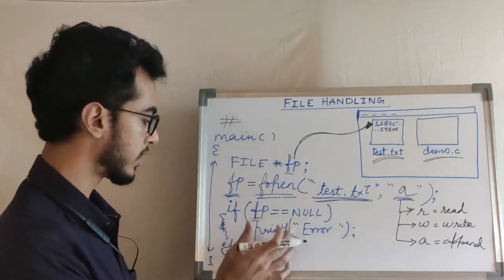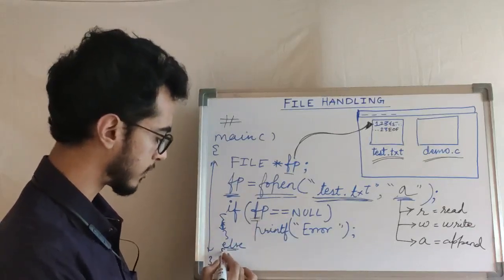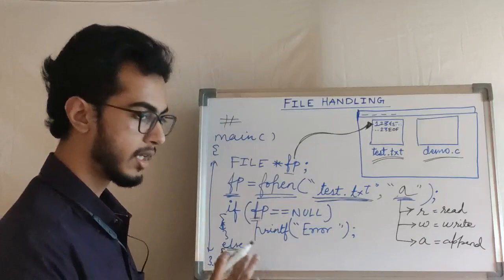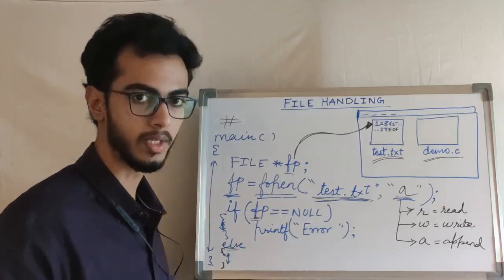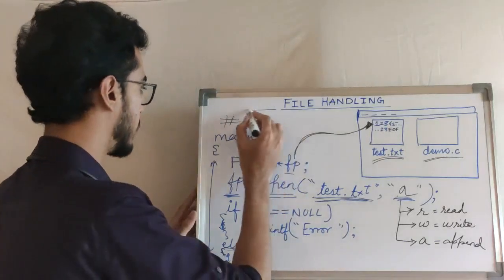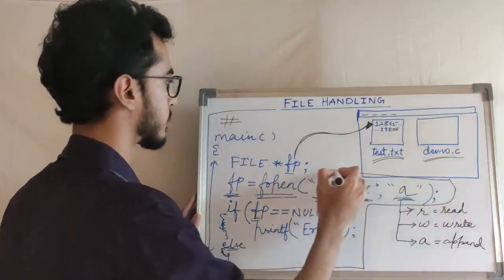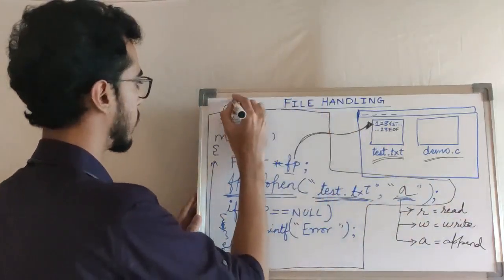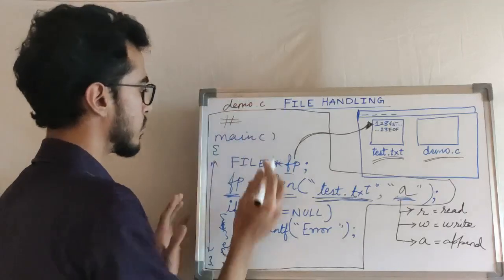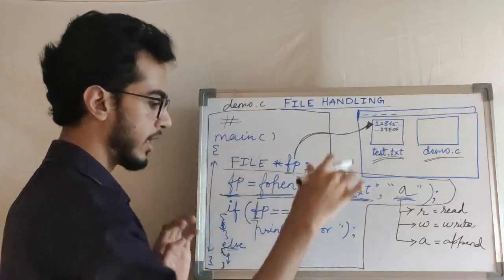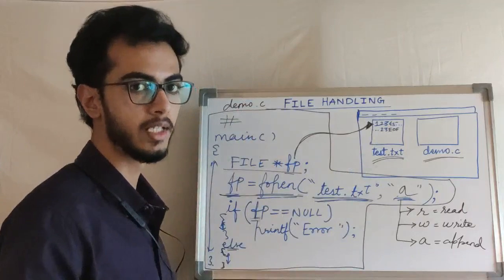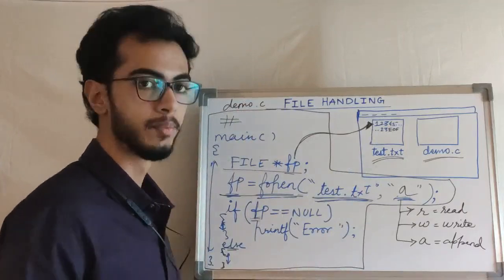If this is not the case, then inside the else part, I will write down the complete logic of my program. This complete program is nothing but my demo.c. This is how you will include any text file or your input file inside your C program.